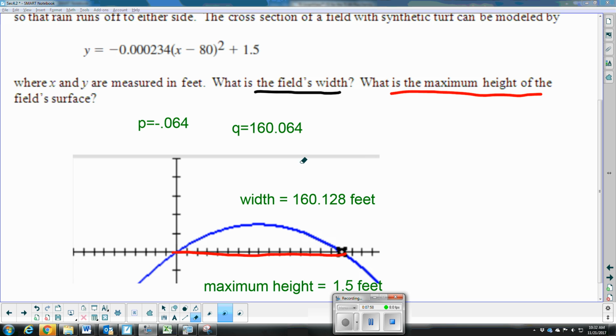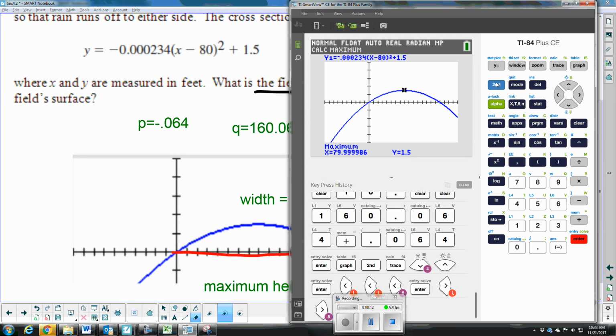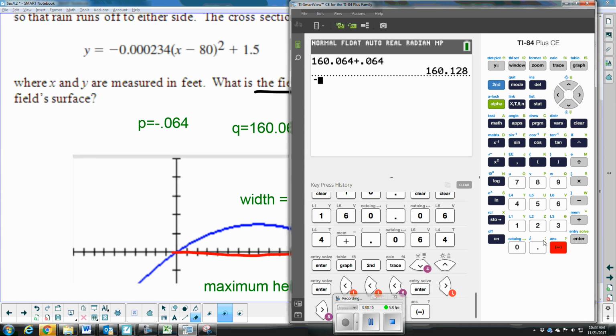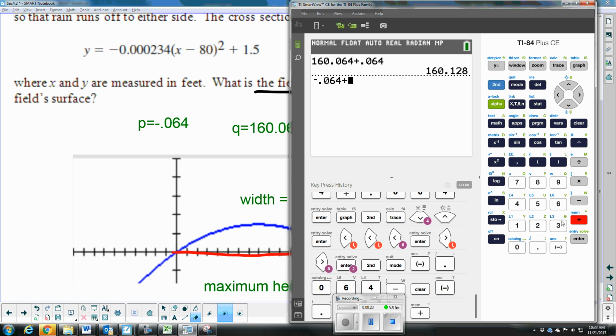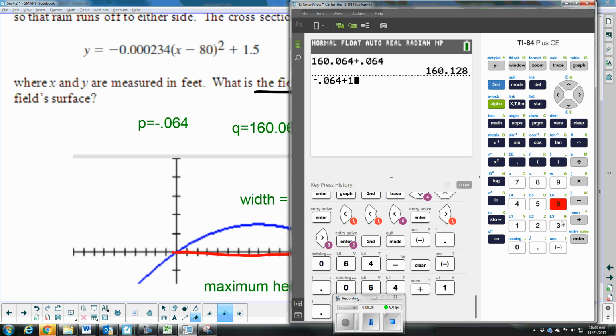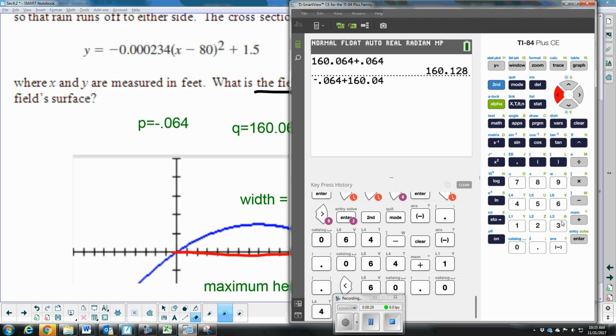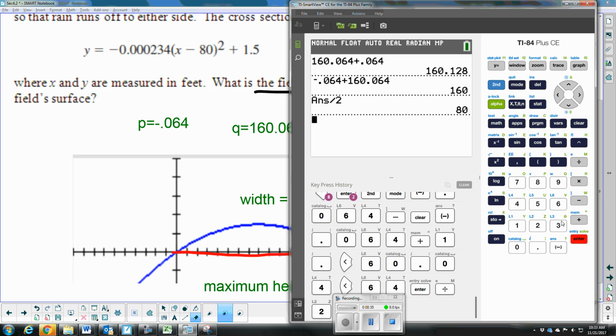Now, you could also find the x-coordinate of the vertex by taking p plus q divided by 2. So here we would have negative 0.064 plus 160, and divide that by 2, and we would get 80. So 80 is our x-coordinate.